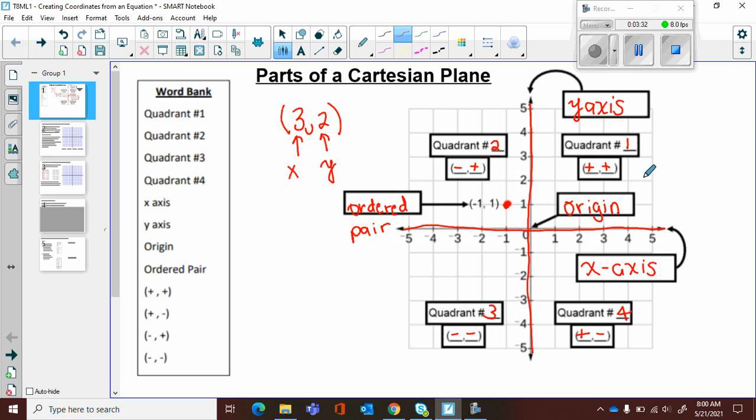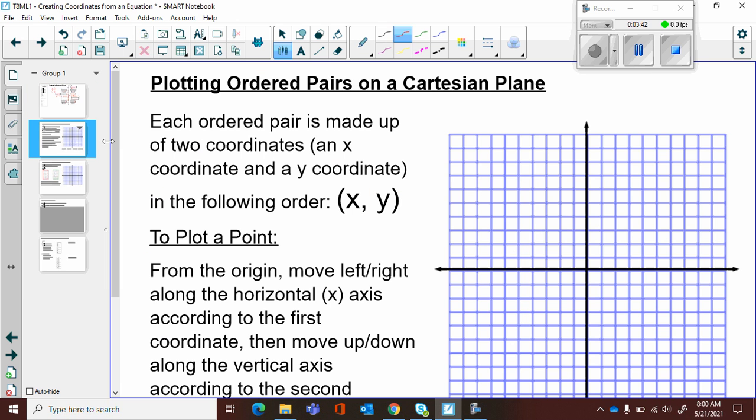Okay, so that's just to familiarize you or reacquaint you with some of the vocabulary associated with a Cartesian plane and graphing. So next we're going to practice how to plot an ordered pair on a Cartesian plane. So each ordered pair, like I'd said, is made up of 2 coordinates, an x coordinate and a y coordinate, and they go in the following order. The x comes first and then the y.